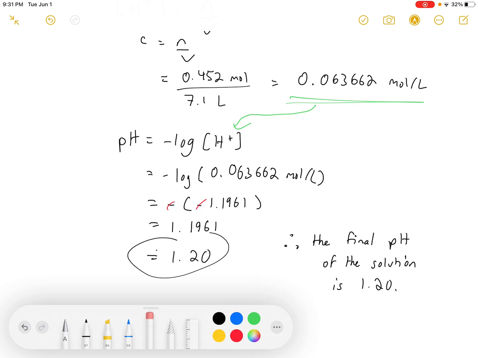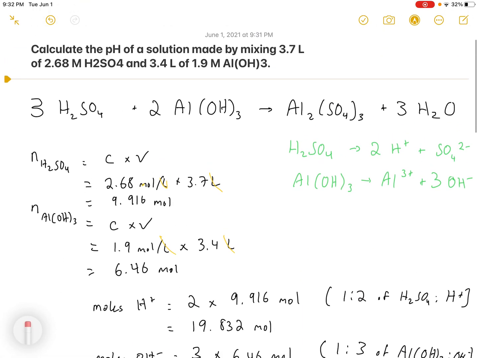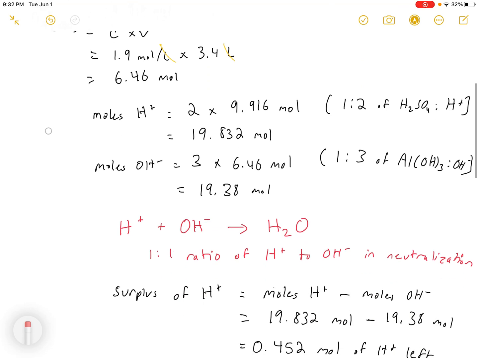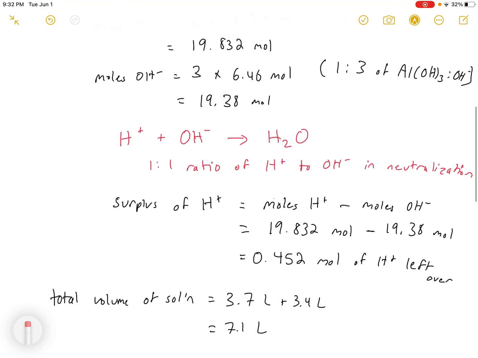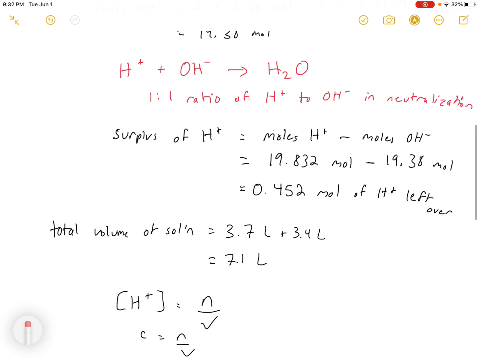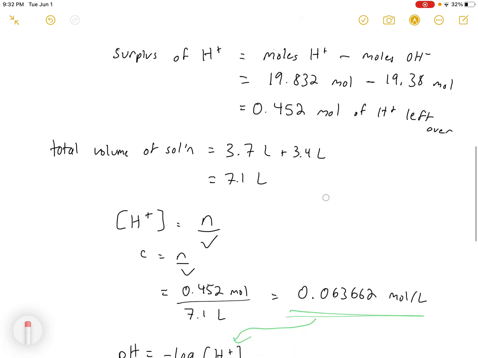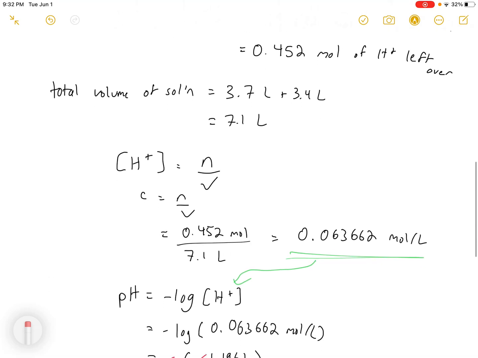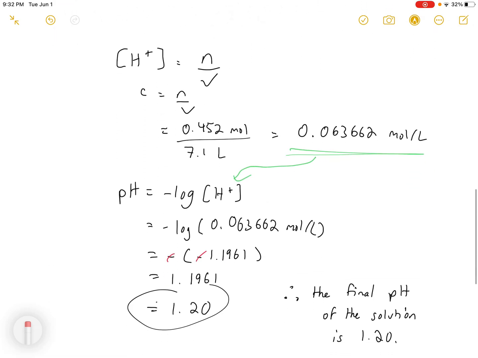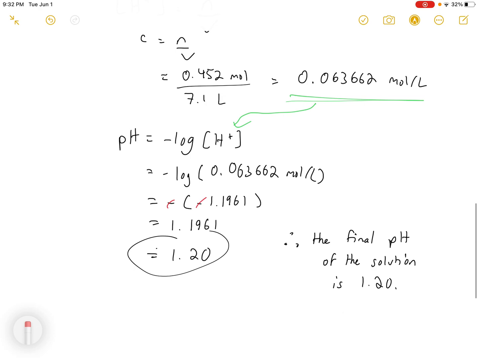Since we've already seen an example of this, we can go back and just quickly review. We needed a balanced equation, and ionization and dissociation equations for the acid and the base. We calculated the moles of the acid and the base, used that to determine the moles of H plus and OH minus, and figured out what was in excess and how much of a surplus there is. That's the concentration left over that was not neutralized. We used the total volume of the whole solution to figure out the concentration, which we then put into the pH formula, and then it gave us a final pH.